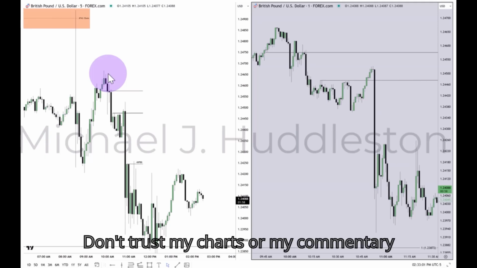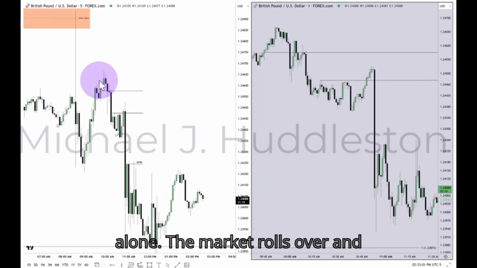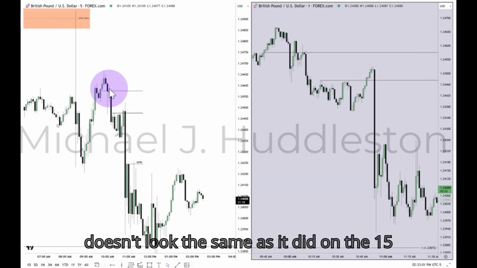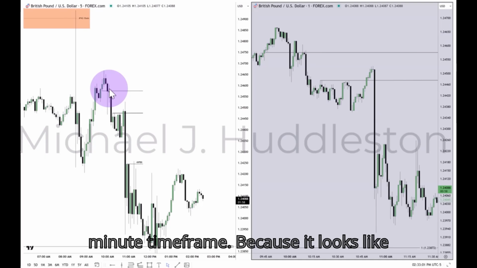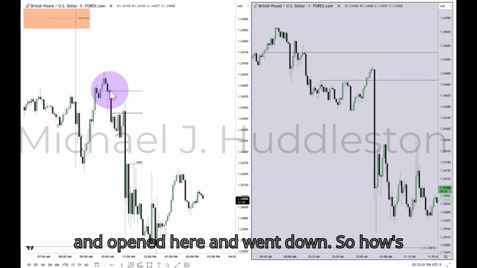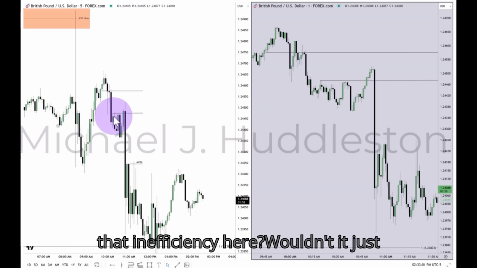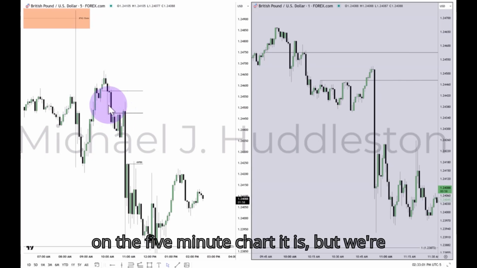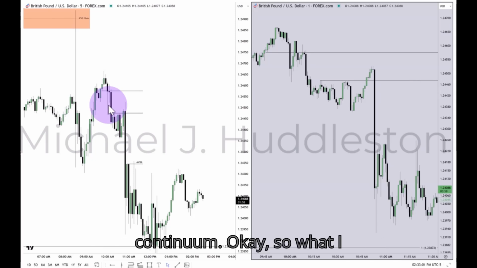Don't trust my charts or my commentary alone. The market rolls over and creates this inefficiency on the 15-minute time frame. But you notice that it doesn't look the same as it did on the 15-minute time frame, because it looks like we opened here, traded down, then opened here, went down a little bit, and then opened here and went down. So how's that an inefficiency here? Wouldn't it just be this portion as the inefficiency? Well, on the 5-minute chart it is, but we're looking at it from a price delivery continuum.